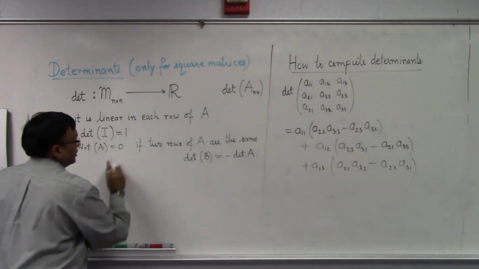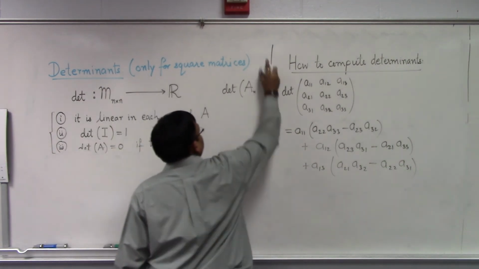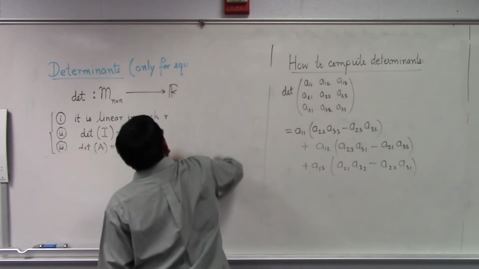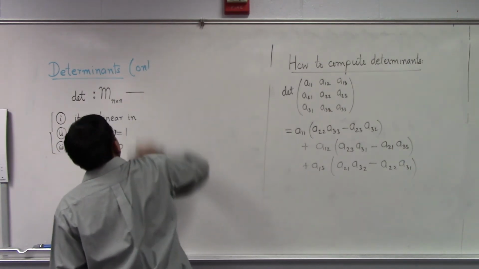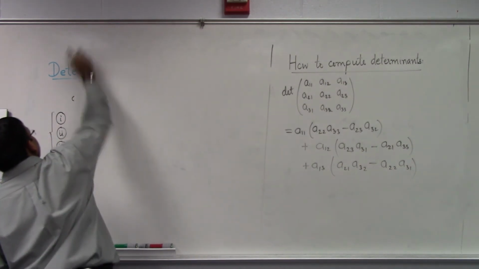One of them is what we call the cofactor expansion. It was introduced by Laplace. So we'll discuss what is a cofactor, what is a minor, and how we will use that to compute determinants.